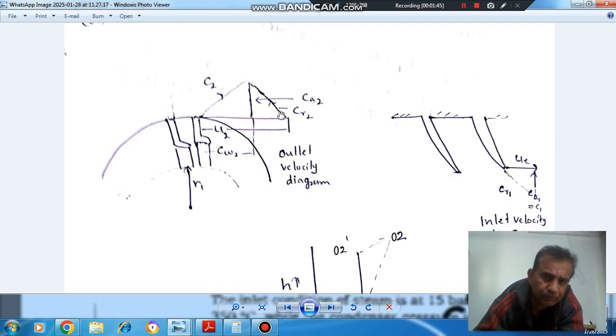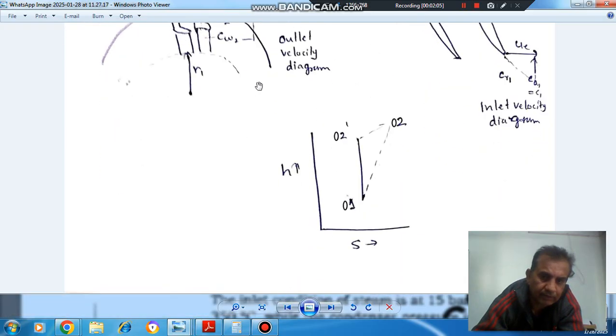Similarly, this is your outlet velocity diagram. CR2 is relative velocity, CA2 is axial velocity or flow velocity, U2 is blade velocity, CW2 is the whirl component, and C2 is absolute velocity. Okay, so now we have to draw the HS diagram also. This is the ideal isentropic compression 01 to 02 dash, but here the ideal process is not taking place because isentropic efficiency is not 1. So the actual process is 01 to 02.